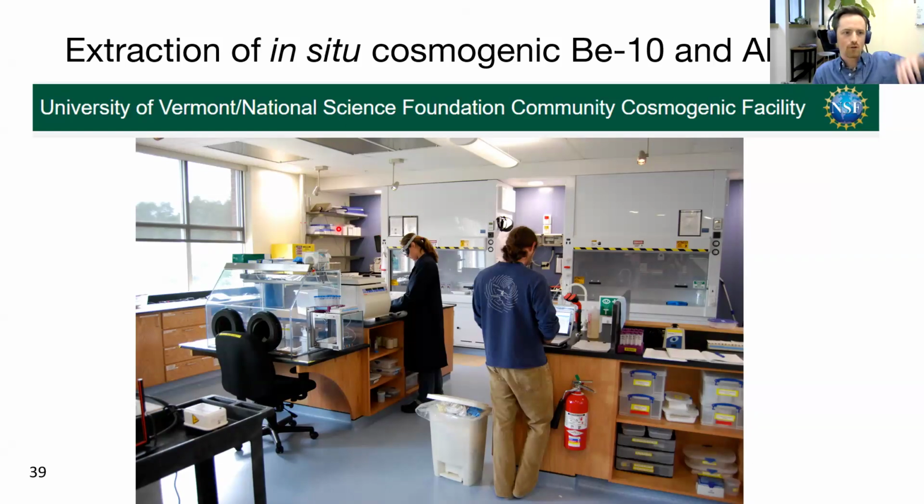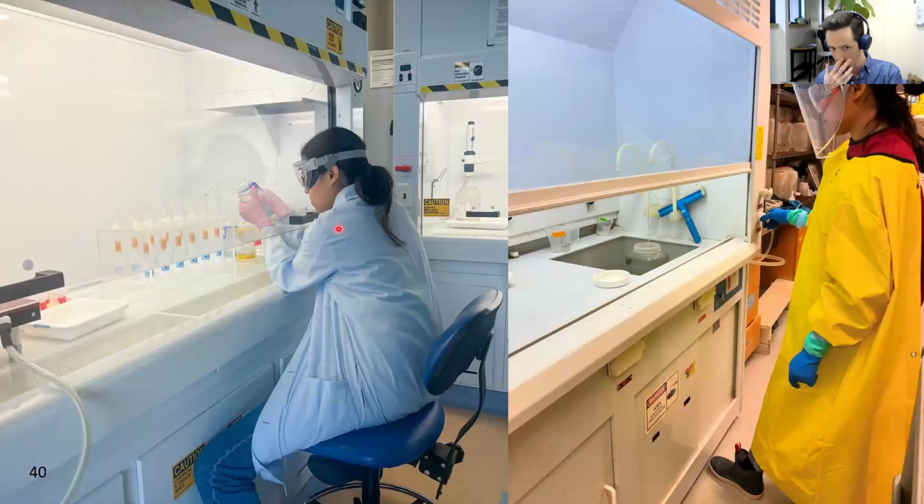This is the facility at Vermont. So this is a National Science Foundation supported facility where they train users to go through the entire workflow from just having crushed up rock all the way through to having fully purified targets of pure beryllium or aluminum that can be sent off to AMS spectrometers.